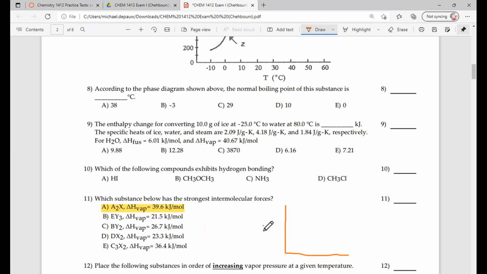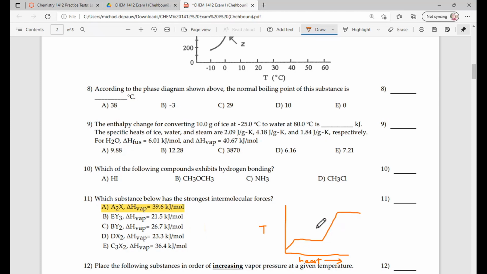Okay. Here's the temperature. Here's the heat added. You start out as a block of ice. Increase the temperature until it starts melting. When it's all melted, it heats up again. And then it starts boiling.